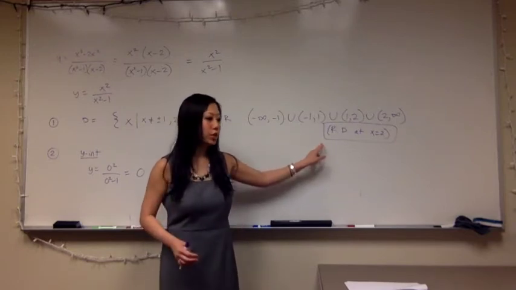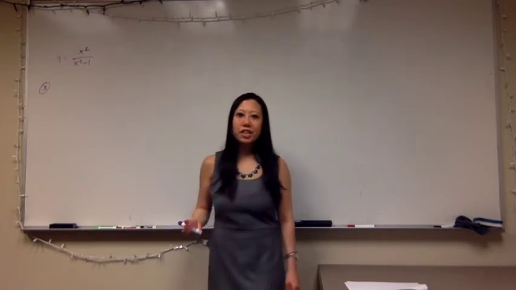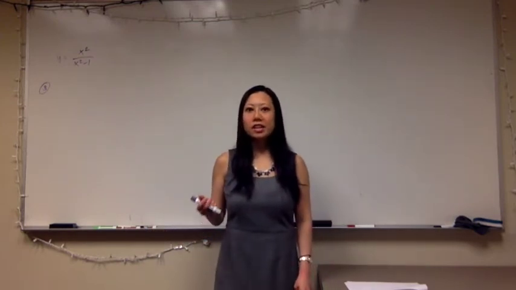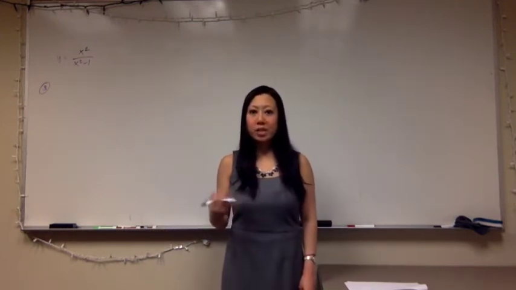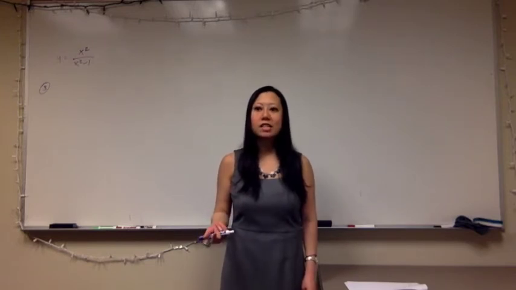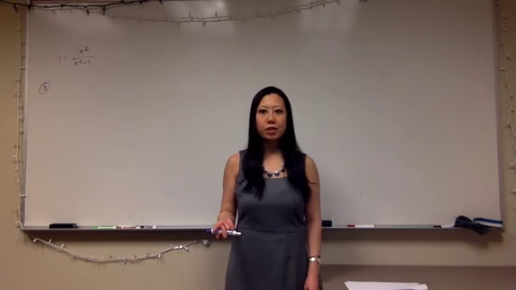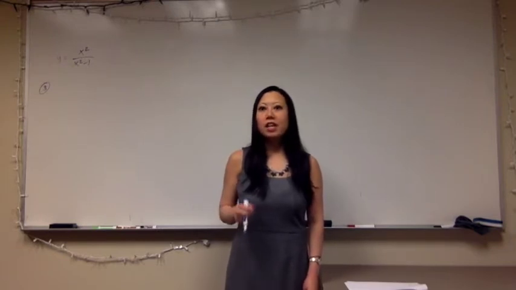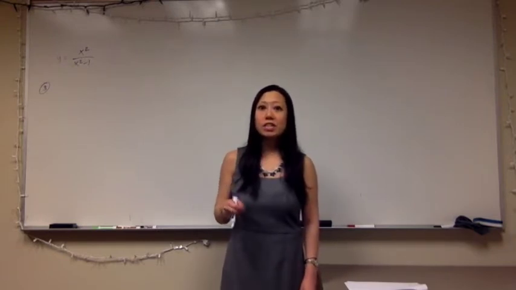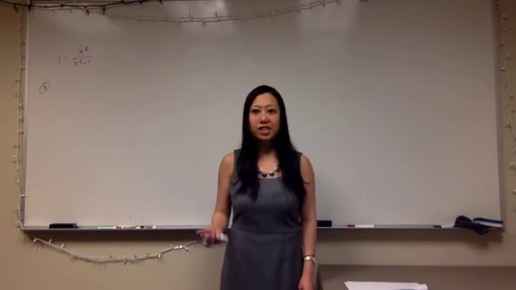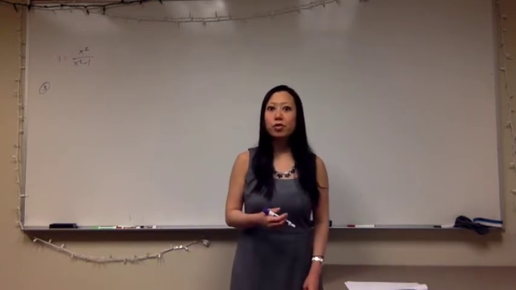x equals 2. Step 3 is symmetry. So I know that if I plug negative x into the function, so I basically replace my x by negative x, if it equals negative f of x, it's an odd function, meaning the function reflects through the origin. If f of negative x equals f of x, if it equals the original function, then it's even, meaning the function reflects through the y-axis.